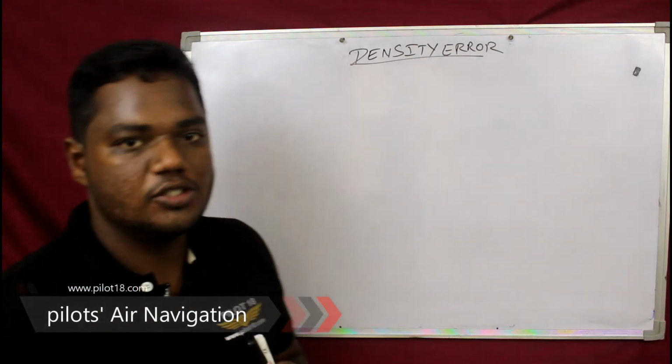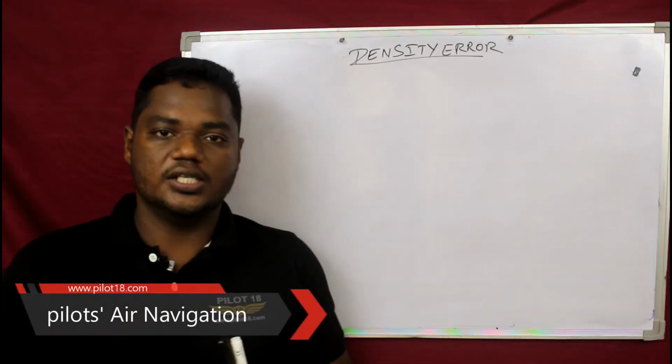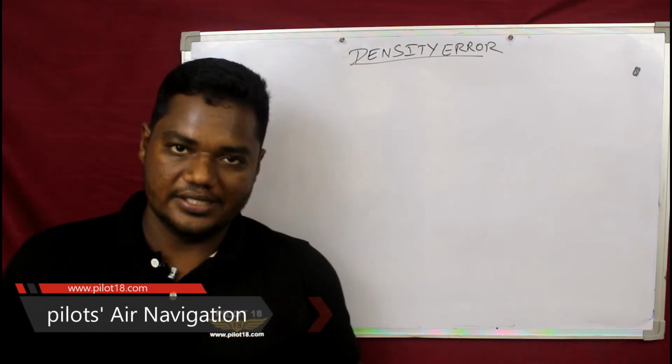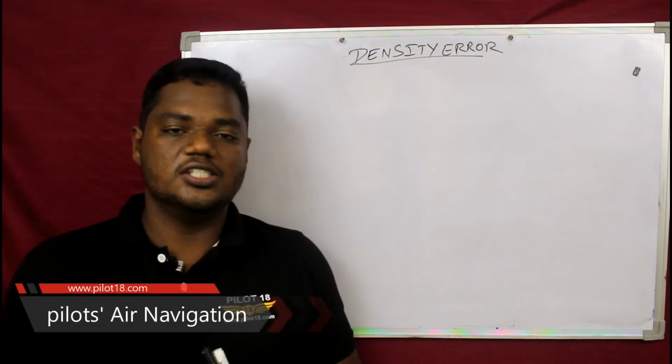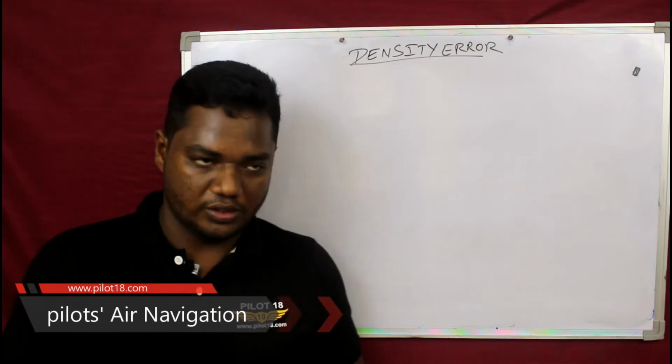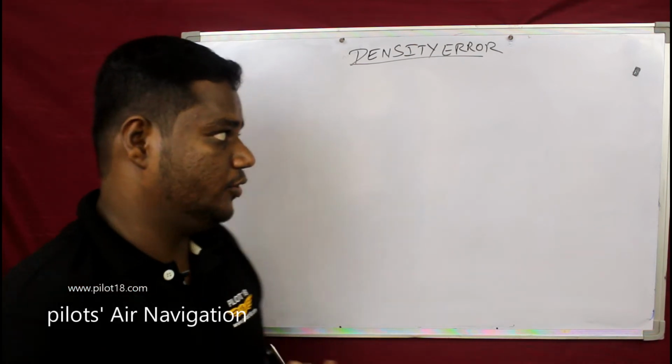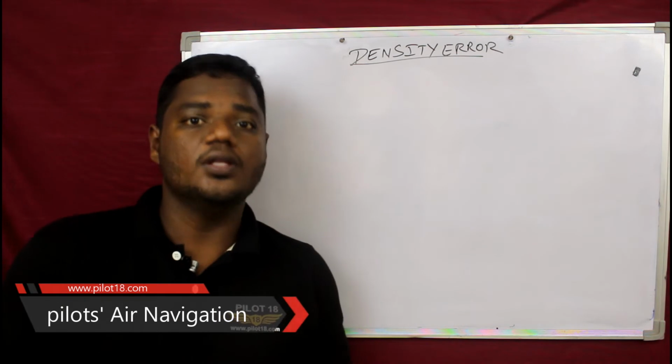So when this atmospheric condition does not occur, there will always be a density error, because density changes with temperature and pressure. So let's say, for example, today the density is more, okay?